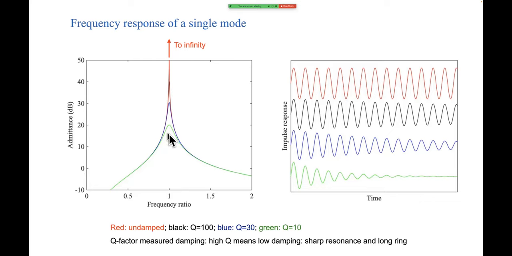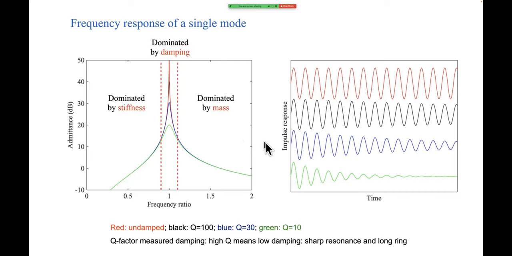And you can see that the curves are in the same order on the left-hand side that they are on the right-hand side. The higher the damping, the lower the peak response. The green one has the highest damping, and the blue one is a bit higher, and the black one is a bit higher than that. And the red one, as I say, goes all the way off to infinity in theory.